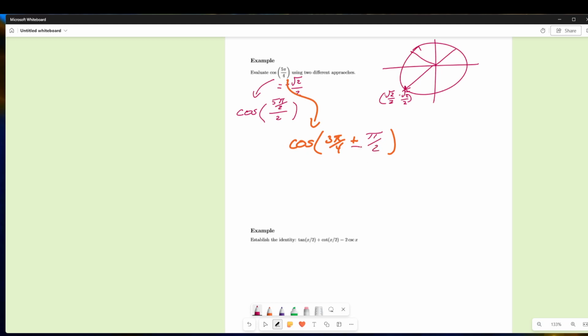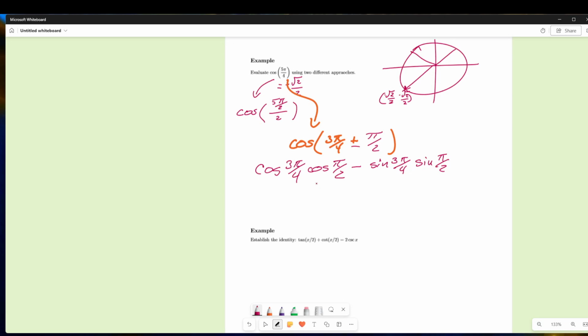And then our angle sum formula for cosine says this is the cosine of 3 pi over 4 times the cosine of pi over 2, plus turns into a minus, the sine of 3 pi over 4 times the sine of pi over 2. And again, you just look at your formulas and decide that.